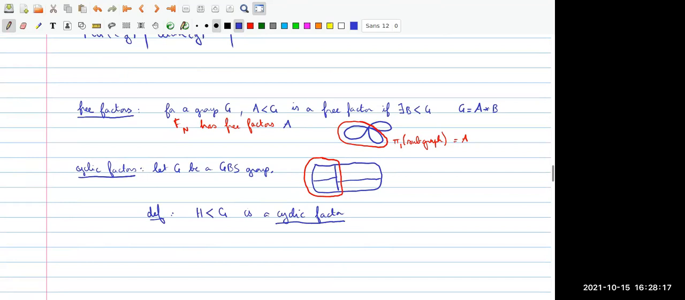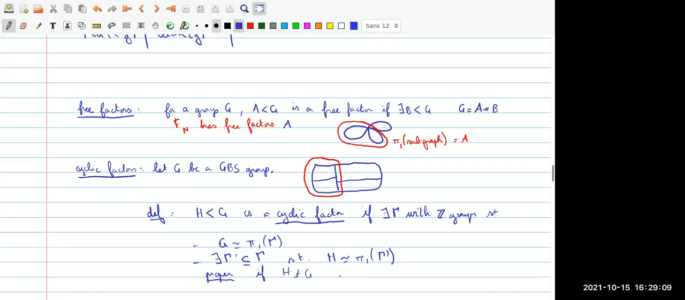If there exists a graph of groups gamma with cyclic groups such that G is identified with pi 1 of gamma, and there exists a subgraph gamma prime of gamma such that H identifies with pi 1 of gamma prime, and the map here should be the same. And I say that the cyclic factor is proper if H is not G. And that is the same as if gamma prime is not gamma.